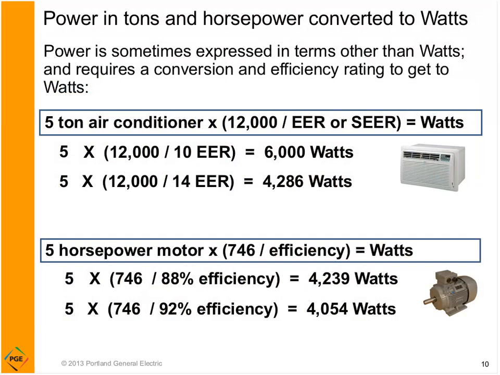So let's look at some other examples that you may encounter in meetings if you're in the business community. You might hear tons of air conditioning, or you might hear horsepower. So let's deal with tons of air conditioning first. Tons can be converted to watts. But here's the second most important concept to realize when you're buying or operating equipment. They all have, when it's air conditioners and motors, efficiency ratings.